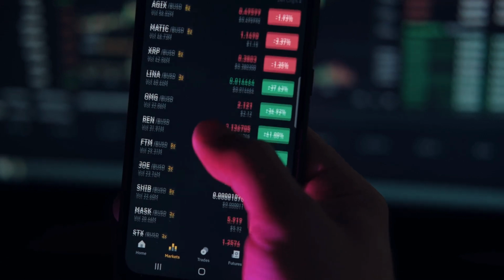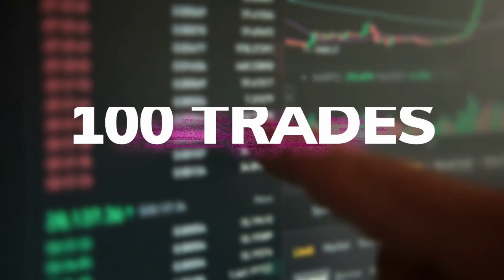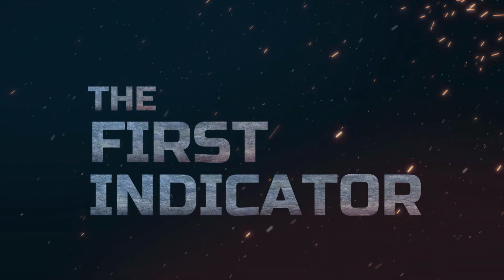To prove its worth, we'll put it to the test with 100 trades on the 3-minute Bitcoin chart on TradingView. First things first, let's add the corrected QWMA indicator to our chart.